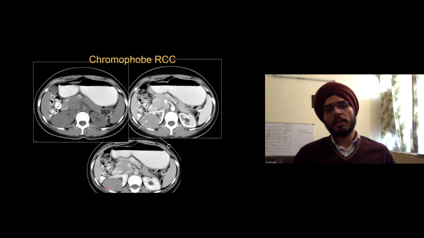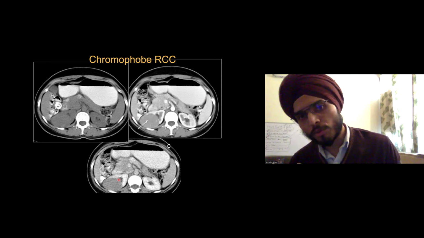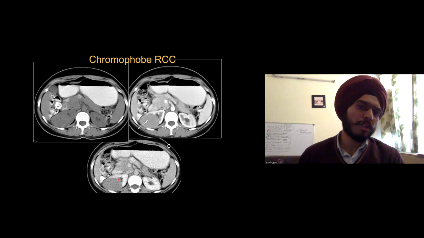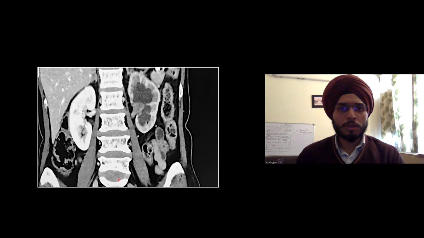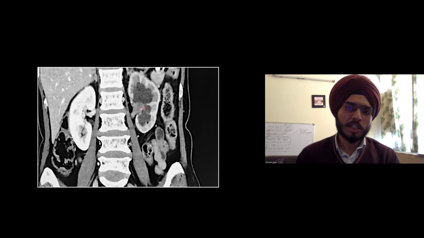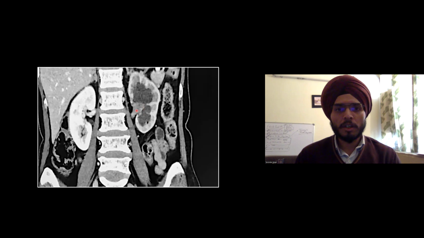Now, I have mentioned in the previous slide that chromophobe RCCs are difficult to differentiate from oncocytoma, and it is quite challenging. At times, we cannot differentiate the two lesions, so it is very difficult. This is a coronal reformatted image where we can see an ill-defined enhancing lesion arising from the left renal pelvis, causing gross hydronephrosis of the left kidney, and there is hypo-enhancement of the cortex. This is a case of transitional cell carcinoma.